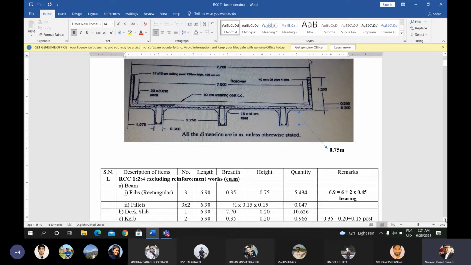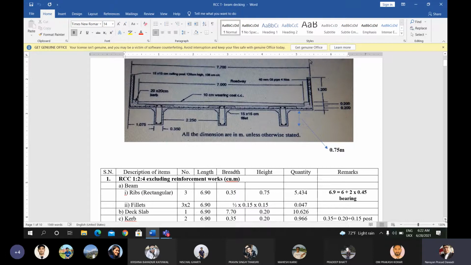Here the RCC proportion is not specified, so I take the proportion of 1 is to 2 is to 4. Without the reinforcement bar, the volume of the concrete should be calculated. The RCC work generally includes the RCC in abutment, in coping, in slab and beams. These are the RCC portion.